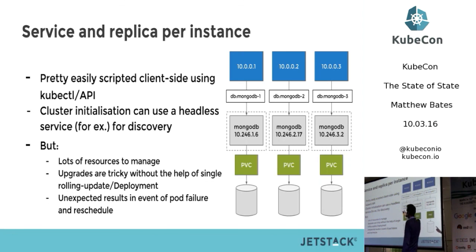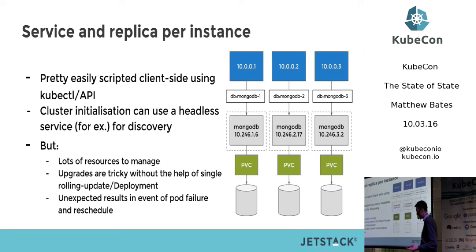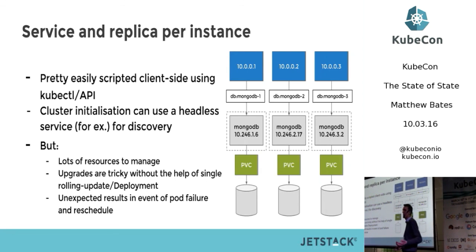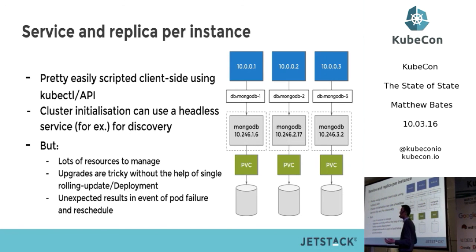You can also use things like headless services, as I said, for doing discovery. So you can put another service that wraps all of this, that matches all of those nodes, so that you can discover the pods inside your set. But you can probably realize that what we're getting to is a position where we've got lots of resources to manage. No longer have we got the single YAML file. We've potentially got tens. Let's say you're running a multi-shard, multi-replica set. You end up with a very, very large set indeed.